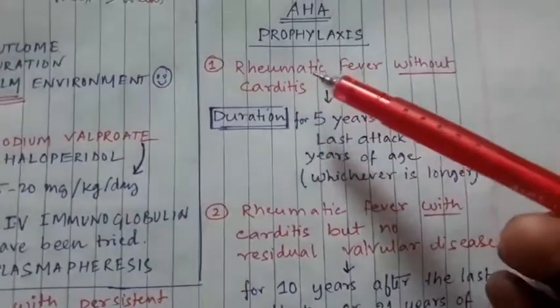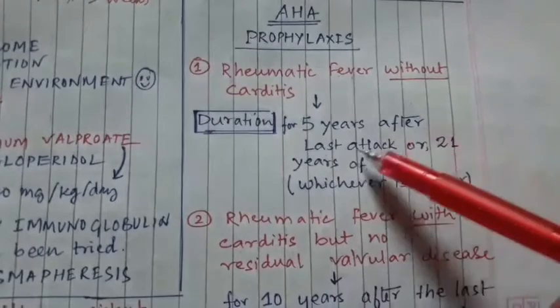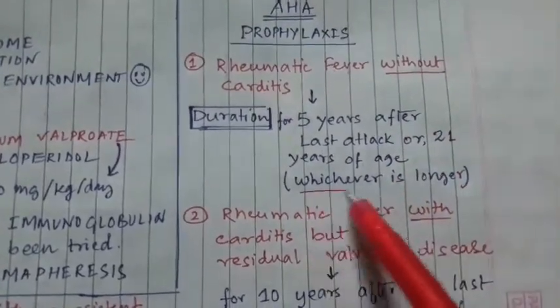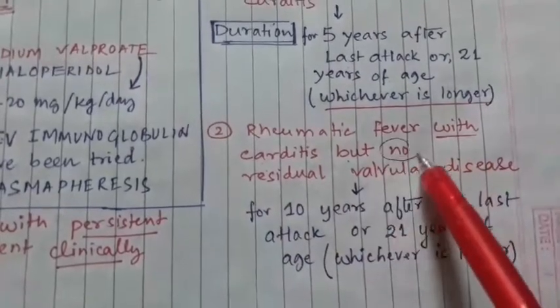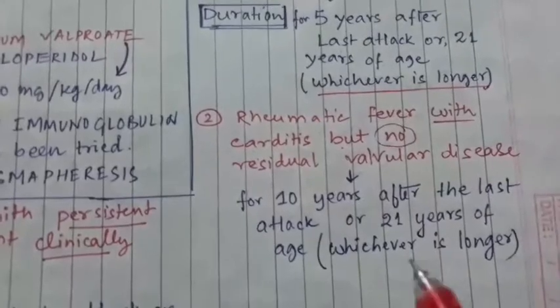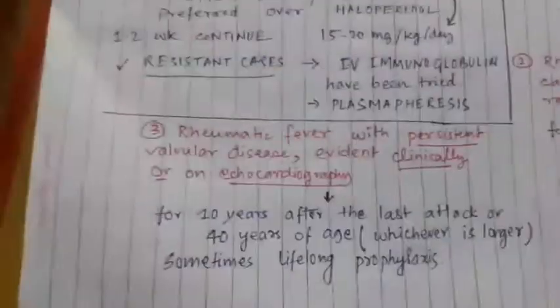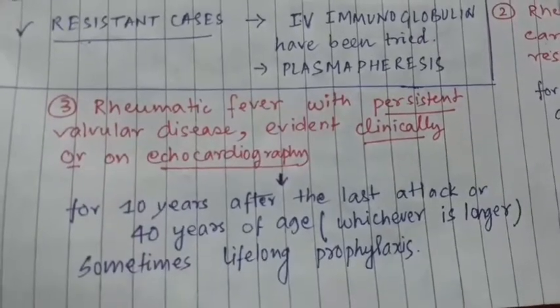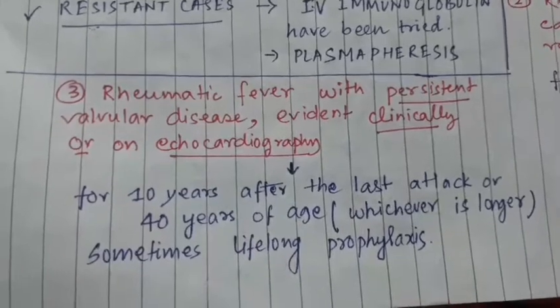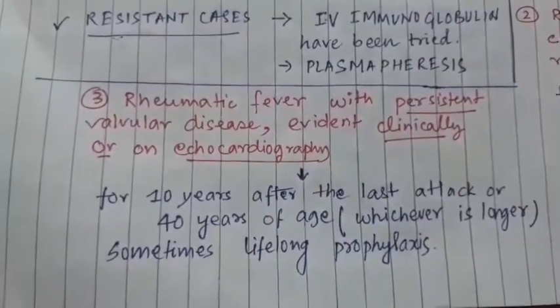Now let's come to the prophylaxis for the patients with acute rheumatic fever. The first category is a patient with rheumatic fever without carditis. For this, the duration of prophylaxis is 5 years after the last attack or 21 years of age, whichever is longer. The second category is a patient with rheumatic fever with carditis but no residual valvular disease. For this category, the prophylaxis duration is 10 years after the last attack or 21 years of age, whichever is longer. The third category is a patient with rheumatic fever with persistent valvular disease that is evident clinically or on echocardiography. For this category, the prophylaxis duration is 10 years after the last attack or 40 years of age, whichever is longer, and sometimes lifelong prophylaxis is also needed.